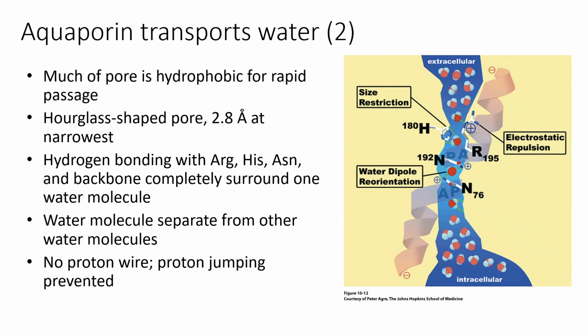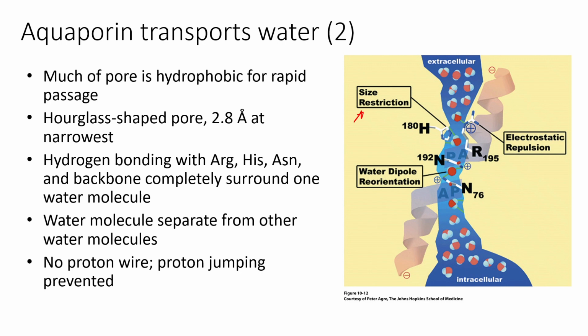So how does aquaporin actually transport water and water only across the membrane? Much of the pore of aquaporin is actually hydrophobic, and this allows for rapid passage. We can think of it almost like that greasy slide in our maltoporin. For our aquaporin, we have a little bit of a hydrophobic nature, so water won't spend a lot of time hanging out and interacting with those hydrophobic regions of the pore. The pore itself is hourglass shaped. At its narrowest part, it is only 2.8 angstroms wide, which is very, very tiny. That's at this size restriction area, the smallest part, 2.8 angstroms.